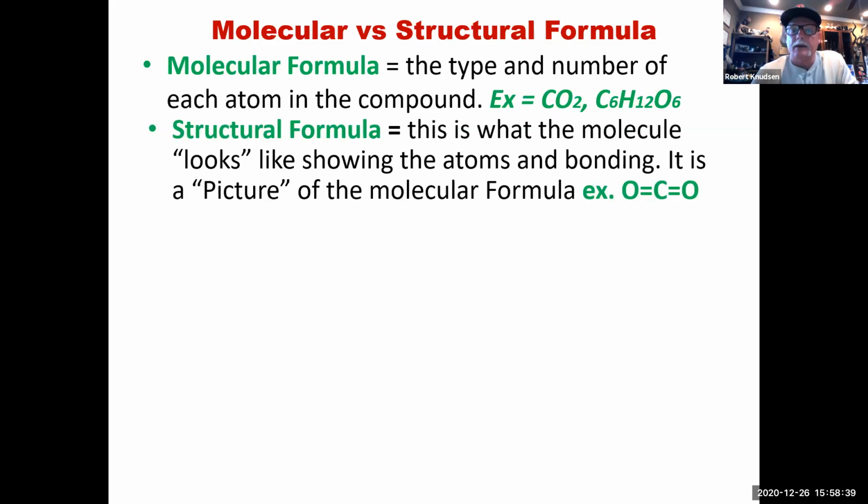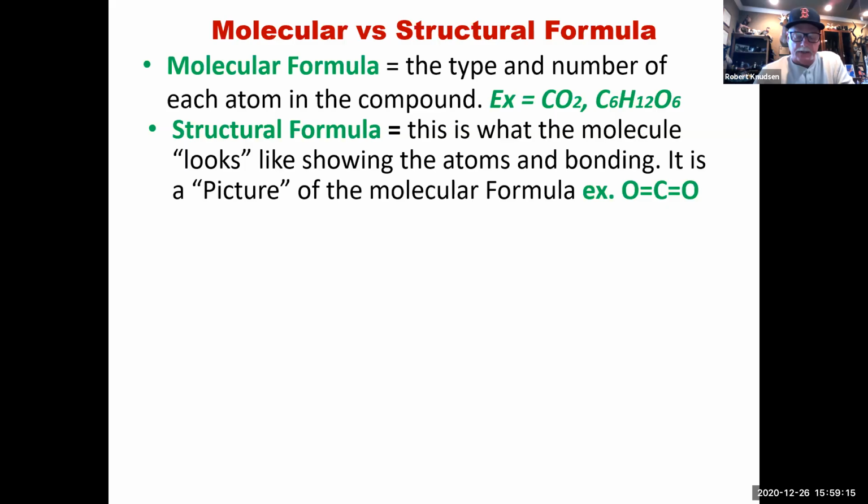This is what the molecule looks like, showing the atoms and the bonding. It's a picture of the molecular formula. So first one, see that's CO2. And you see carbon has to have 4. Remember we were talking about valence and bonding capacity? The bonding capacity of carbon is 4: 1, 2, 3, 4. And the bonding capacity of oxygen is 2: 1, 2. So that's done properly.